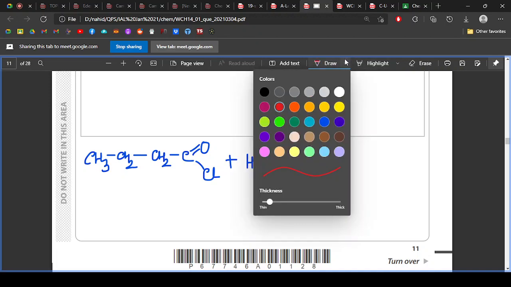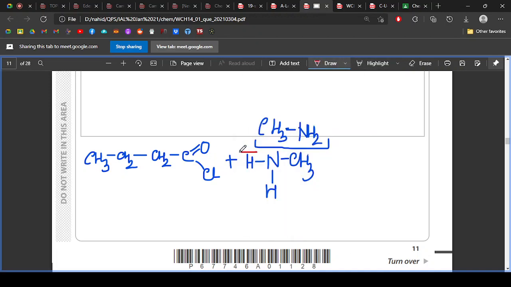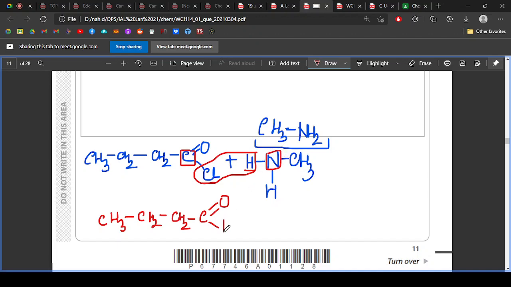So what actually happens here? This H and this Cl, they leave. Okay, they go away. And as they go away, the remaining parts of the compound join with each other. C O, and the H from here leaves, right? This H goes away and this Cl goes away. So what happens is this carbon and this nitrogen will join, something like this.